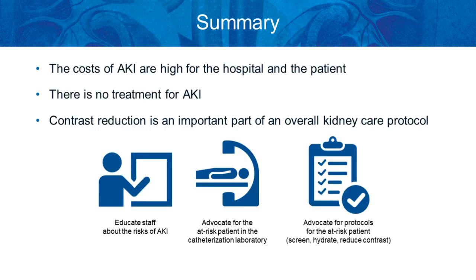So in summary, the costs of AKI are high for the hospital and for the patient, who's the most important person in this equation. There is no real treatment for AKI. Our best strategy is to prevent AKI. And the ways to do that are identify patients who are at risk for acute kidney injury, particularly those with chronic kidney disease, hydrate them appropriately and adequately, minimize the amount of contrast volume administered to these patients, and avoid other nephrotoxic agents.